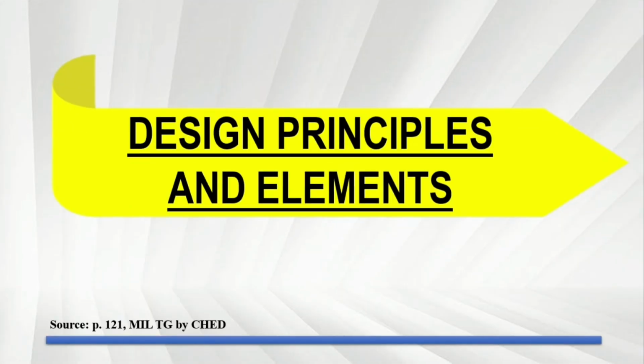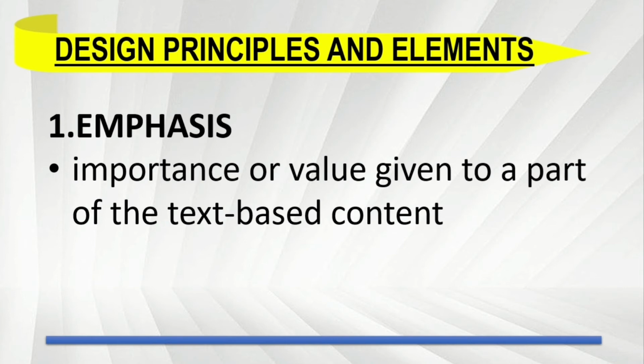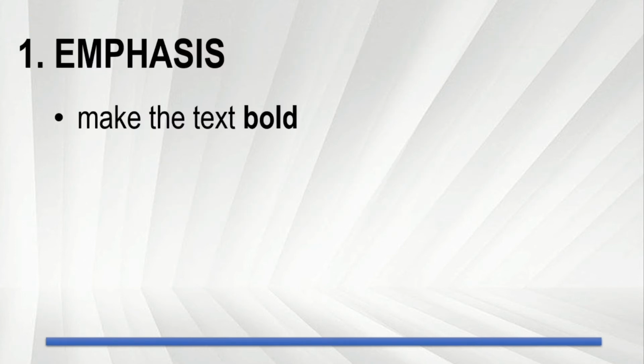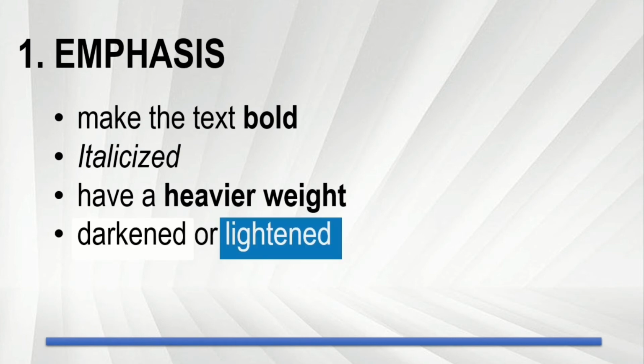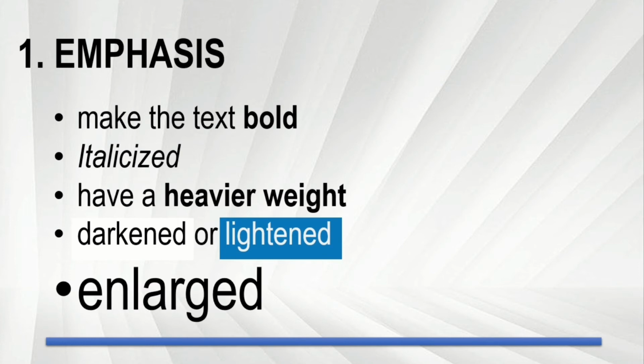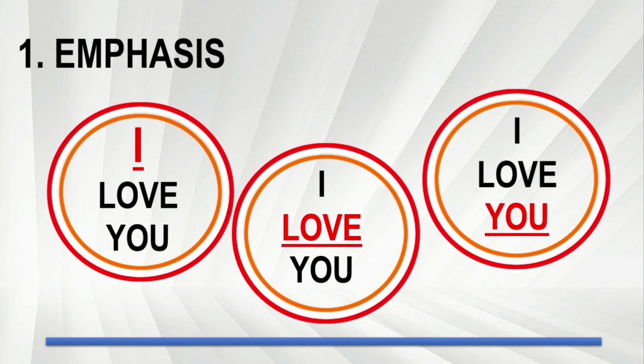Let us now move on to design principles and elements of texts. The first design element is emphasis. It shows how we give importance to a certain part of the text-based content. You can emphasize your text by making the text bold, italicized, by having a heavier weight. You may also darken or lighten your text, or you may have it enlarged. Depends upon you. Using emphasis can make the meaning that you want to convey change.